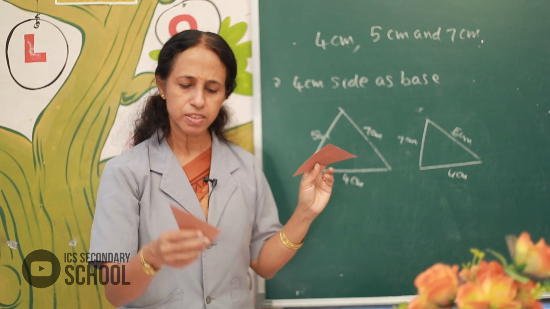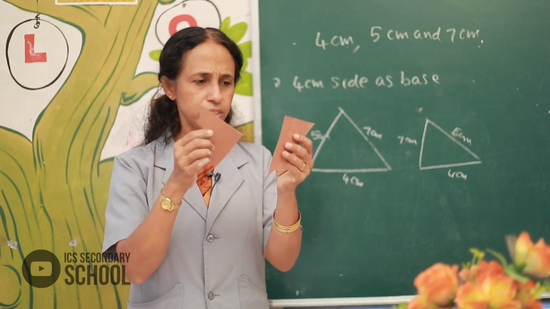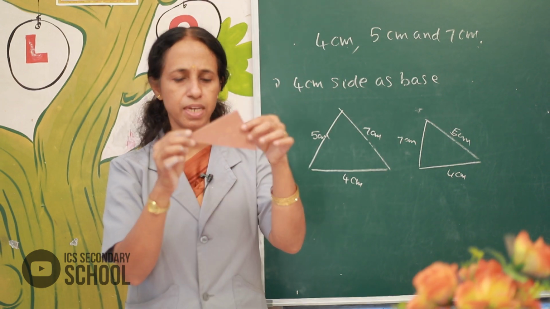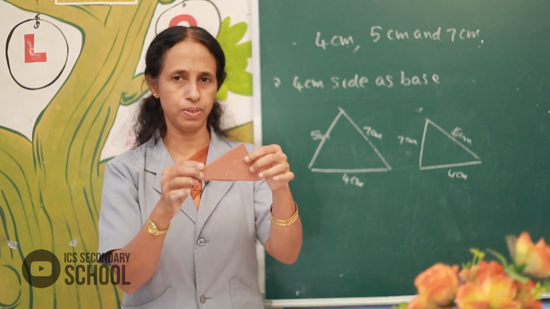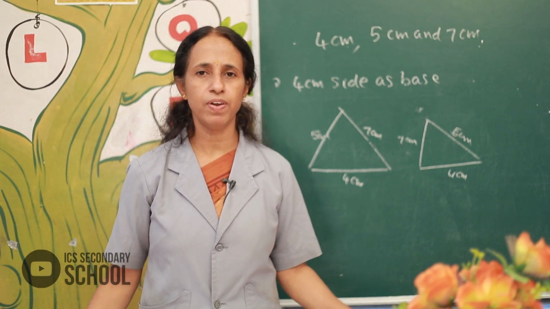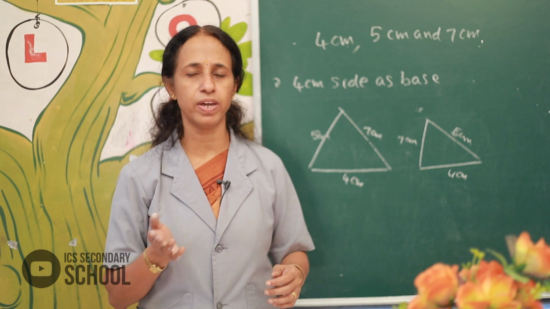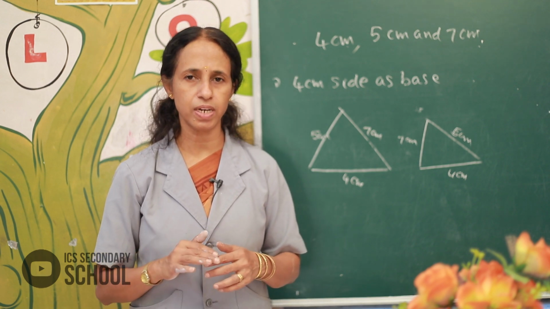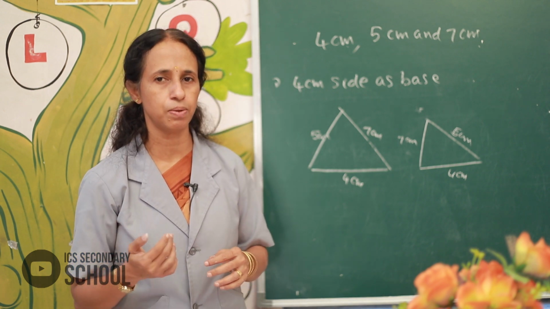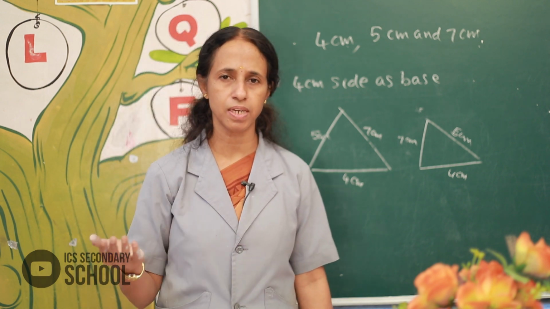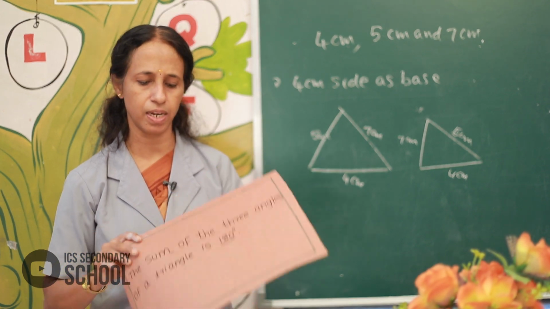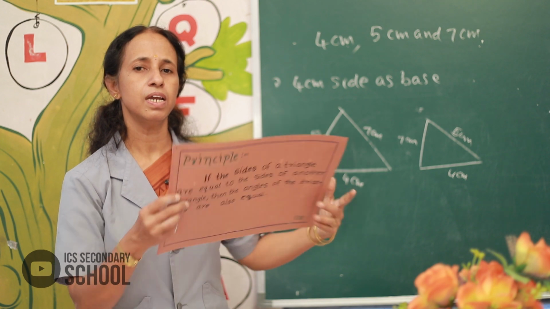If the sides of these triangles are the same, they coincide. Sides coincide and angles coincide. We have got a general principle. If the three sides of a triangle are equal to the three sides of another triangle, then the angles of these triangles are equal.